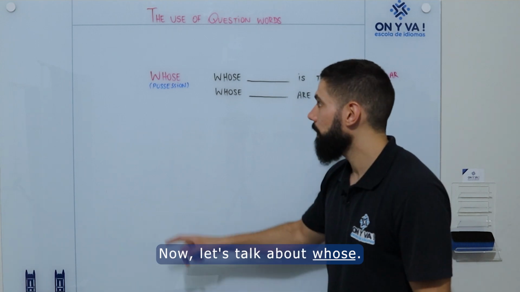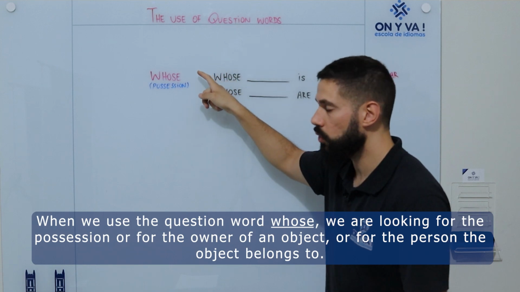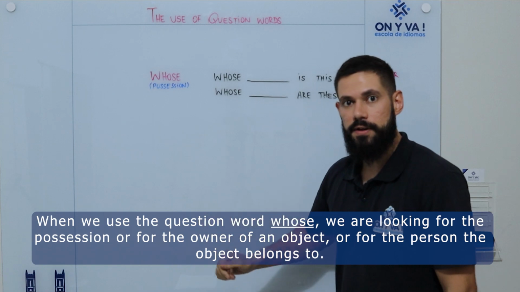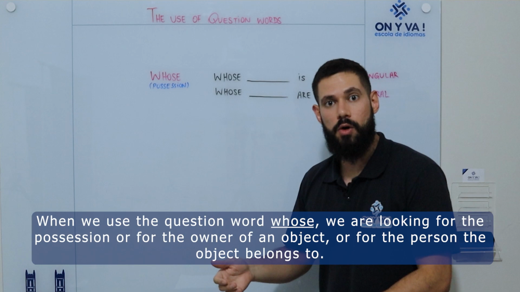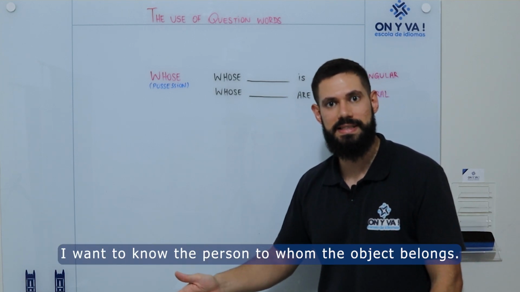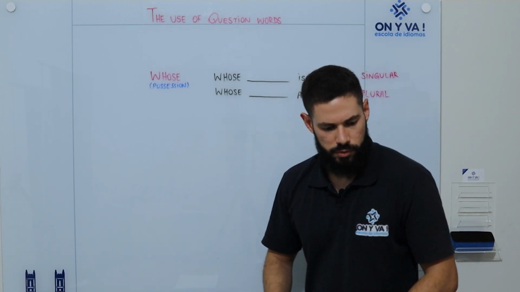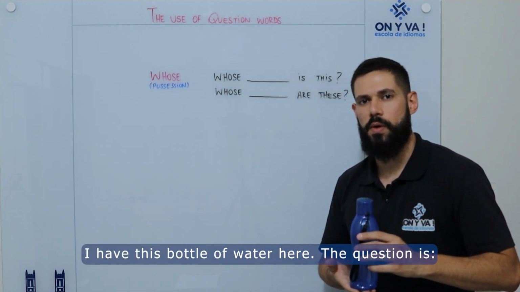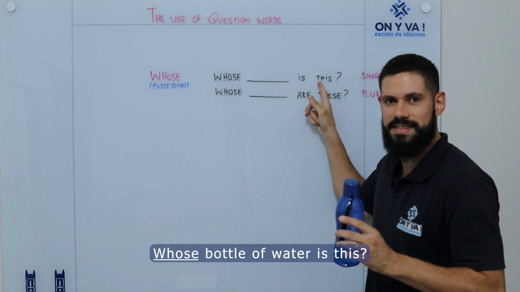Now, let's talk about whose. When we use the question word whose, we are looking for the possession or for the owner of an object, or this object belongs to a person. Who is this person? I want to know the person that one object belongs to.